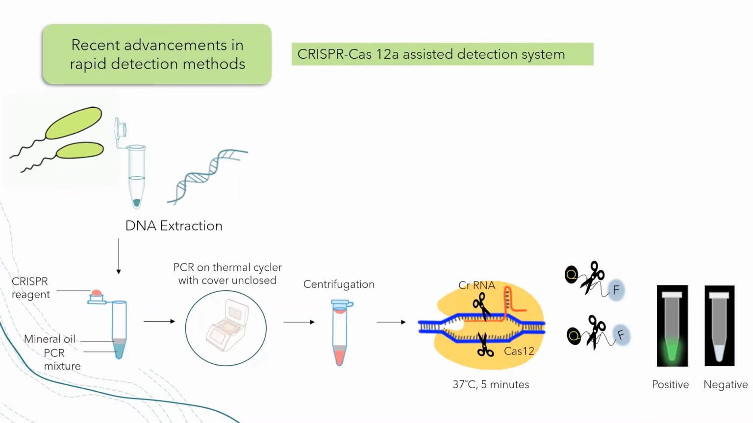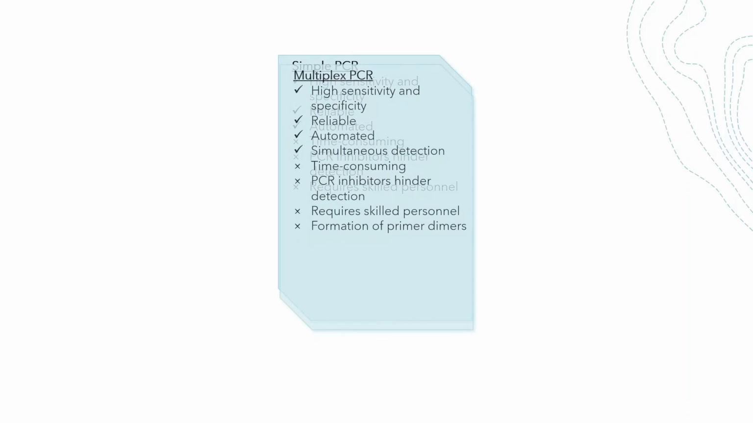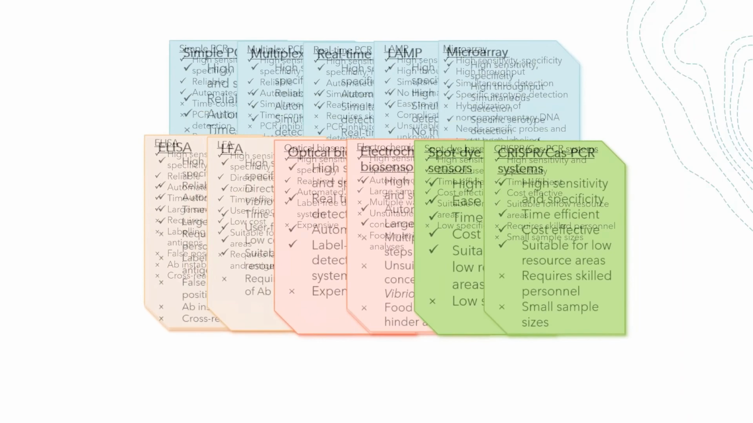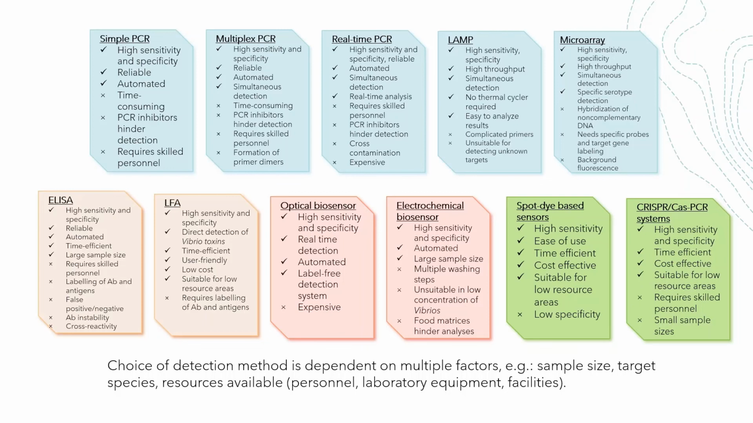In conclusion, there are various rapid detection methods available to detect Vibrio species at high sensitivity and specificity. Each of them has its own advantages and disadvantages. When deciding on which method to use, you may want to consider multiple factors such as your sample size, target species, and the resources available to you.